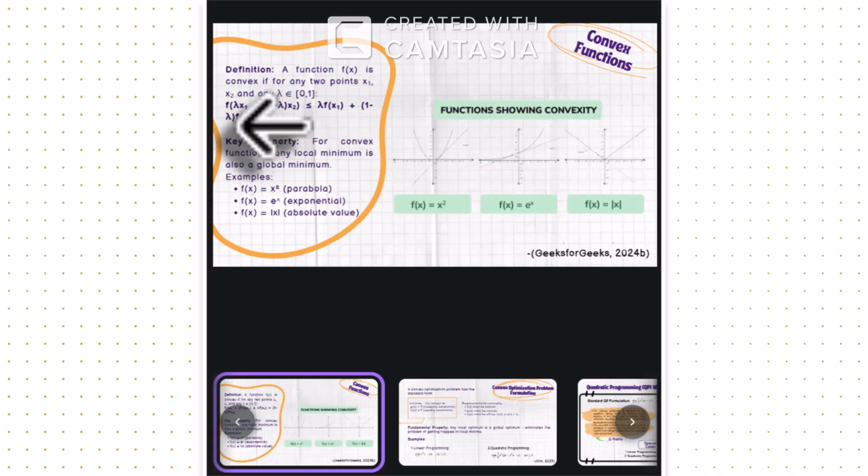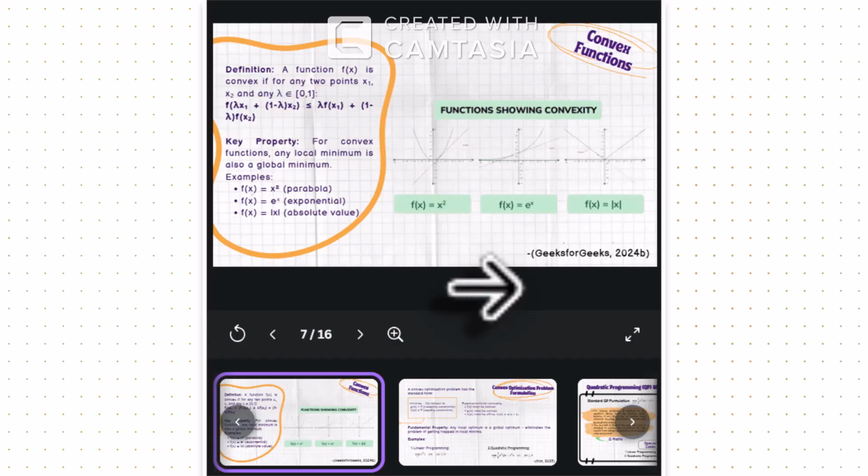Geometrically, this means that if you draw a straight line between 2 points on the curve of the function, the line will always lie above or on the graph of the function. In other words, the function bends upward like a bowl.